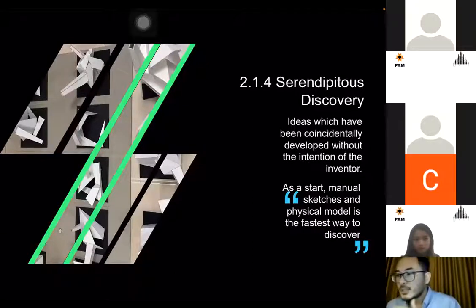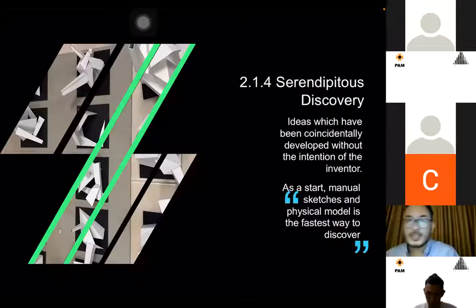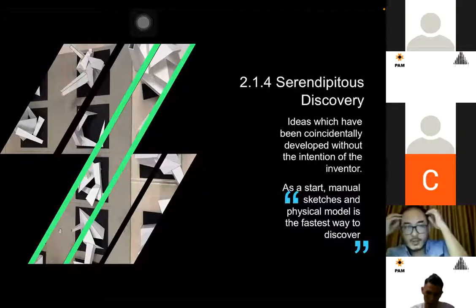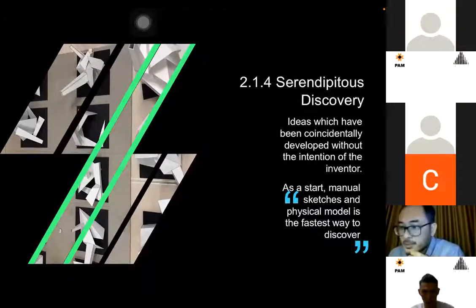It is the idea that is coincidentally developed without the intention of the inventor. As a start, manual sketches and physical models are the fastest way to discover, especially for first years. You only have access to this. You are not allowed to use computers yet. Why? Because you must always remember the computer is in the head, in the brain, that is your biggest computer. And your hand is the fastest printer. Either it is printing on a sheet of paper or printing it as the shape of a model. So you can do both.